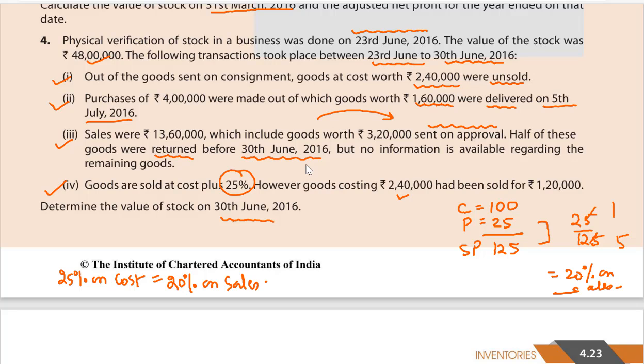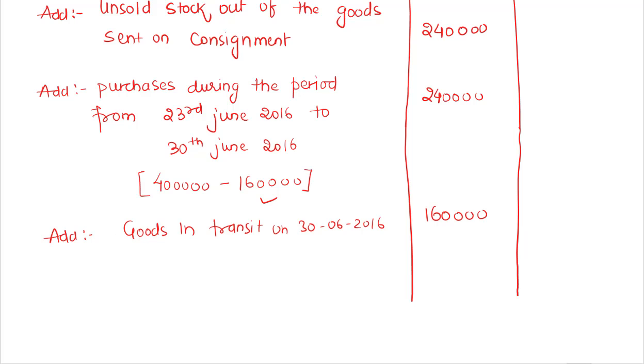But this is about sales. We need to calculate the cost. So 25% on cost is 20% on sales. So from this 1,60,000, that is 50% of 3,20,000, we need to calculate 80% of it, that is the cost of goods sent on approval basis.